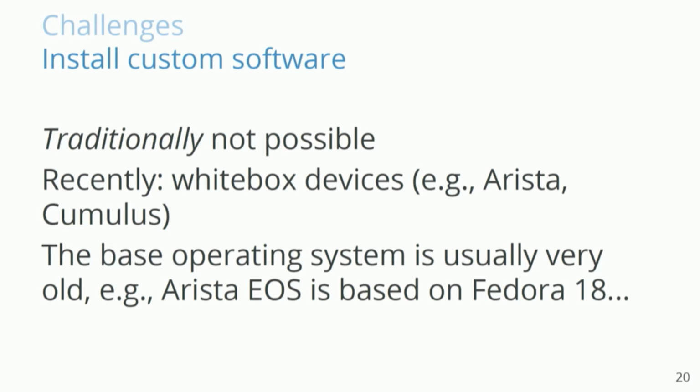Then, now another sensitive subject. To install custom software traditionally is not possible at all on network devices that are locked in, like on Juniper. But in the last few years, on some white box devices like those provided by Arista or Cumulus, you can. It's sad that the operating system is very, very old. For example, on Arista EOS, on one of the last versions, the software is based on Fedora 18. And now, I think they've just released Fedora 26 or 27 already, so many years back.